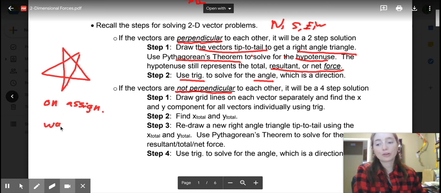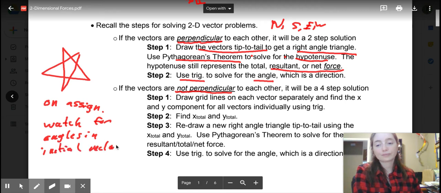Okay, so we're going to write down, watch for angles in initial vectors. If there's an angle in your initial vector, you are going to have not perpendicular vectors. Okay, so then that's the case. You need to use these 4 steps here. So these are the exact same steps that we did earlier, back in class.